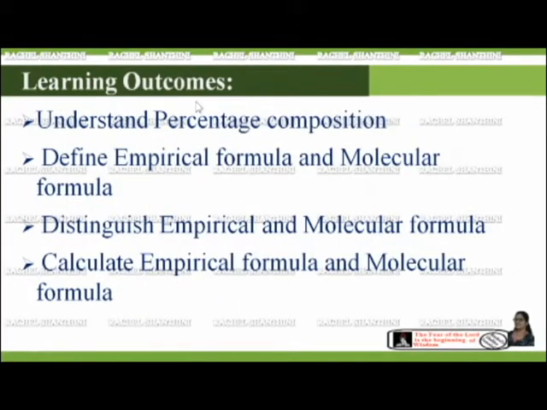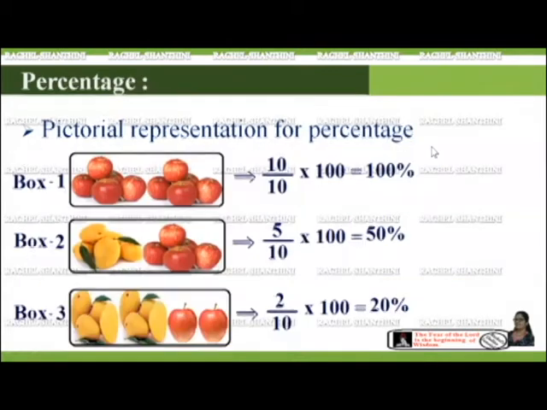Learning outcomes. Students, at the end of this session, you will be able to understand what is percentage composition, define empirical formula and molecular formula, distinguish empirical and molecular formula, and calculate empirical and molecular formula for a compound.